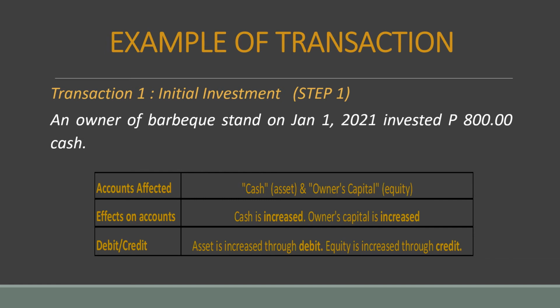So, after nating ma-identify na yung transaction is an initial investment, syempre, si owner na mismo, yung magbibigay ng information sa atin na, oh, ito yung 800 pesos ko is an investment. So, malalaman natin na yung perang yan na 800 pesos is an initial investment. So, after nating ma-identify yung transactions, we indicate the accounts. Either asset, liabilities, equity, income, or expenses. Ano ba yung accounts na affected ng transactions?